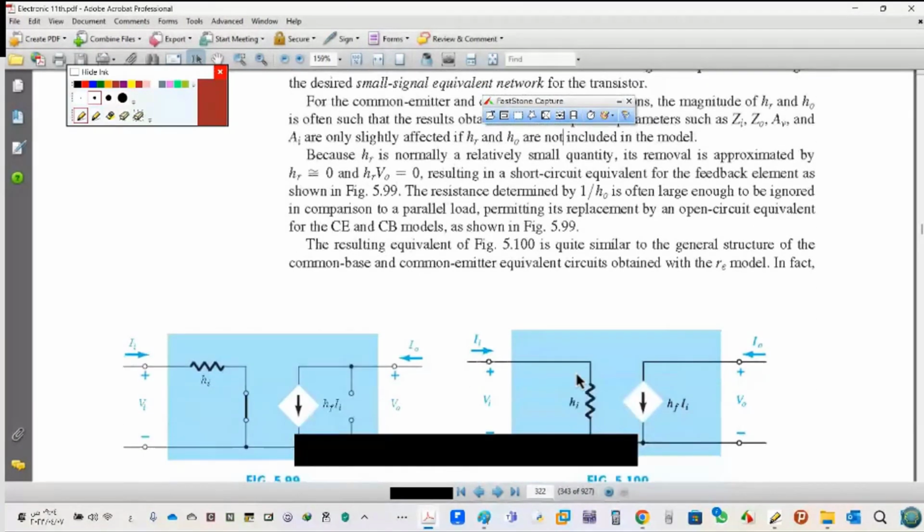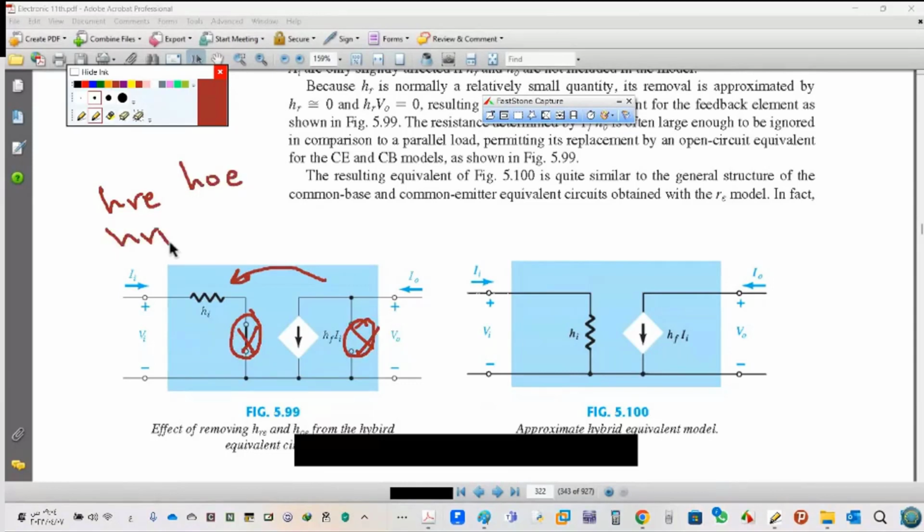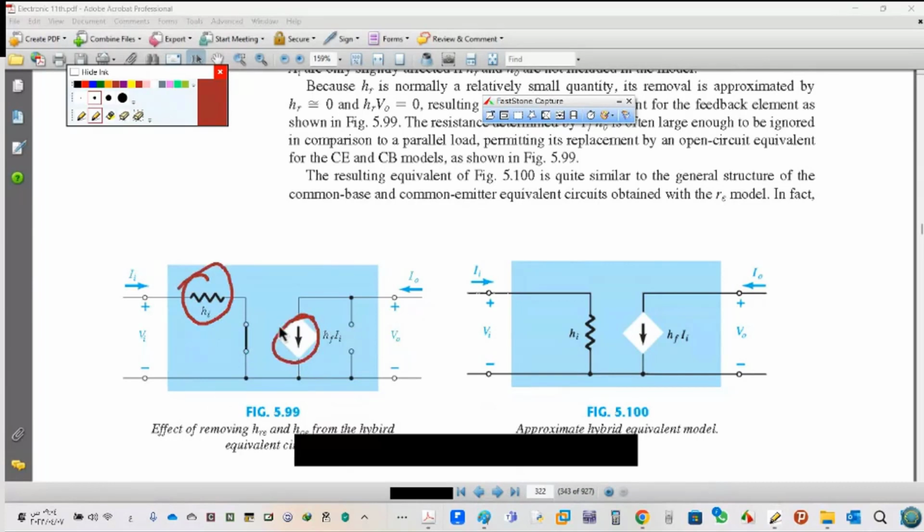So usually, I will short this one. HR is the effect from output to input, and this is very small, so we can ignore this one. And HO is the effect from output to output, also very small, so we can ignore these two parameters. So I can write HRE and HOE, HRB, HOB are very small, so we can ignore. So now we have HI for both and HF for both.